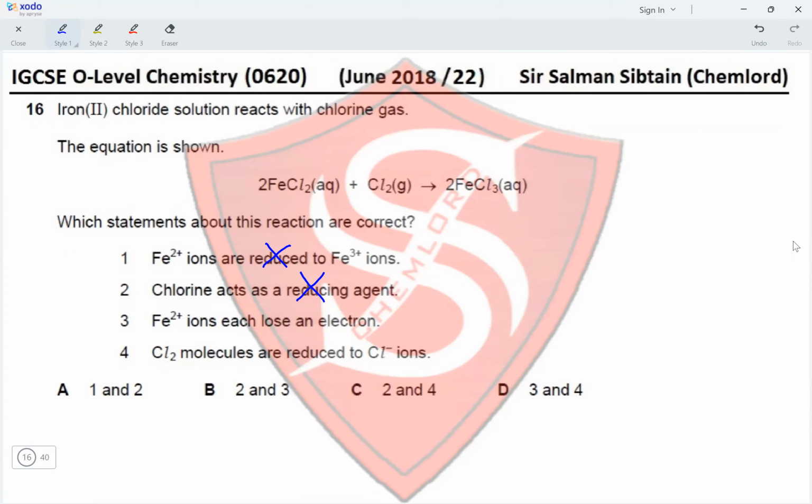Fe2+ ions each lose an electron. Yes, because it is converted into Fe3+ ions. So this statement is correct. And Cl2 molecules are reduced to chloride ions. Yes, that is what happens during this reaction. So statement 4 is also correct. Since statements 3 and 4 are correct, option D is the correct option for this question.